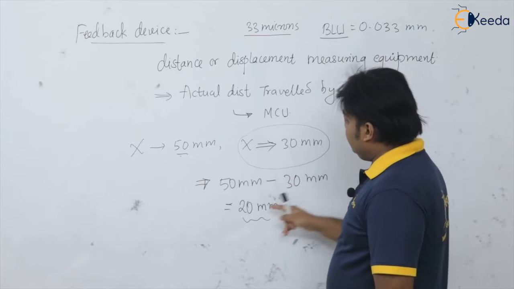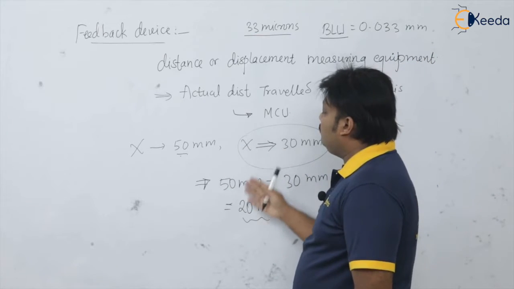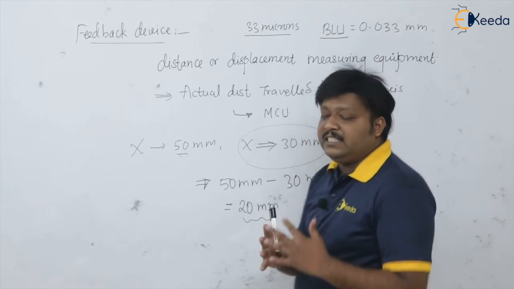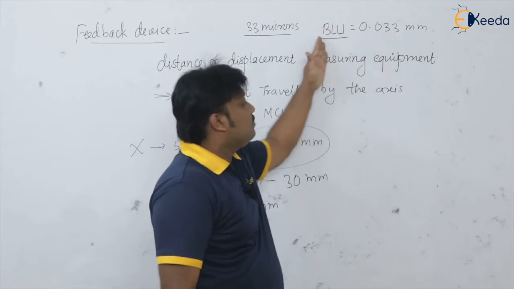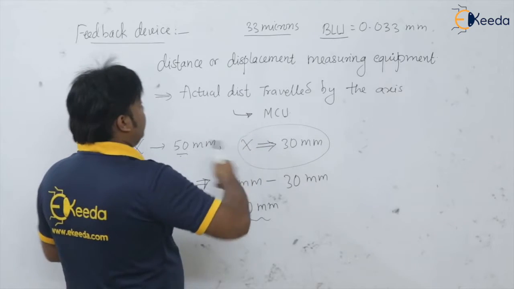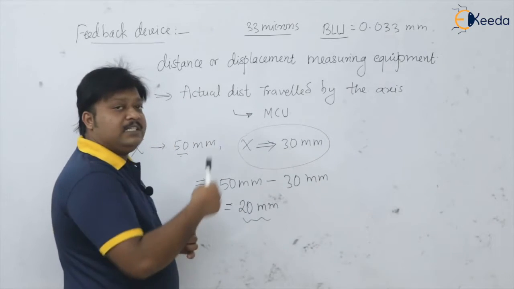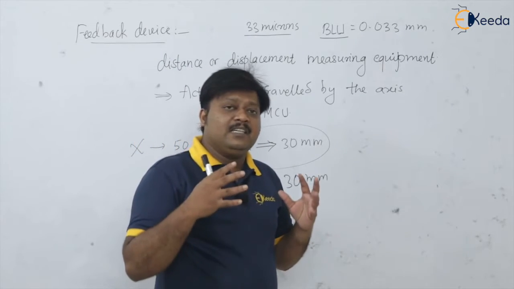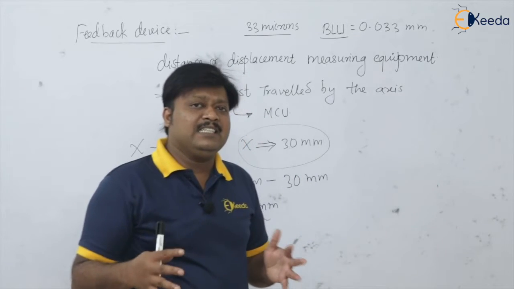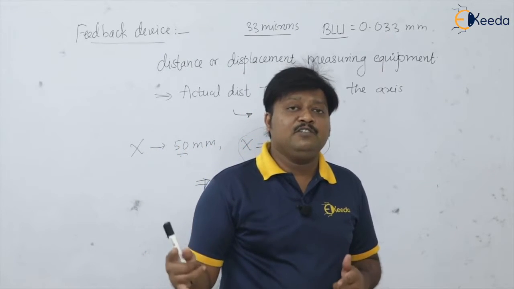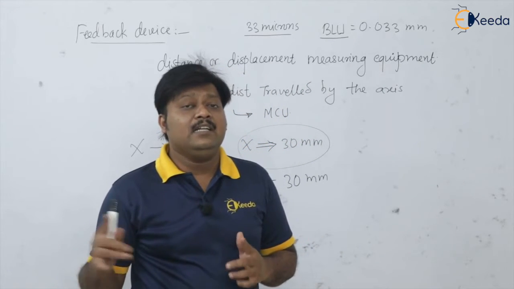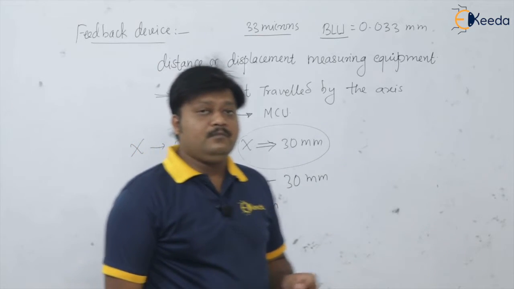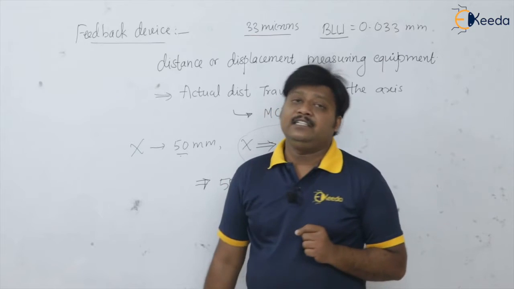So unless and until this difference between this actual distance traveled and the required distance, ये जो difference है एक BLU से जब तक कम नहीं होता तब तक ये लूप जो है, that is feedback जो system है, वो हमेशा चलता रहेगा. So every time MCU will check the difference, then it will produce the required pulse energy and give it to the drive unit, convert this energy into mechanical energy so that we can have the displacement of the axis. So these are the feedback devices.